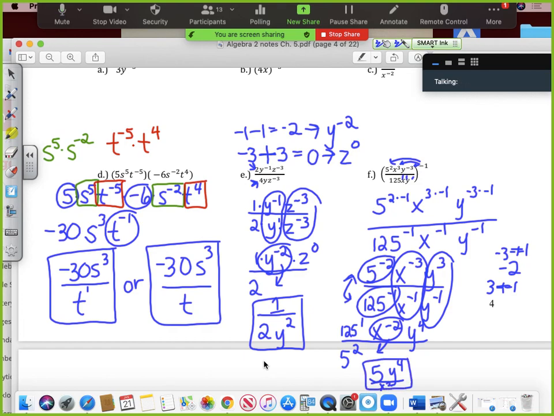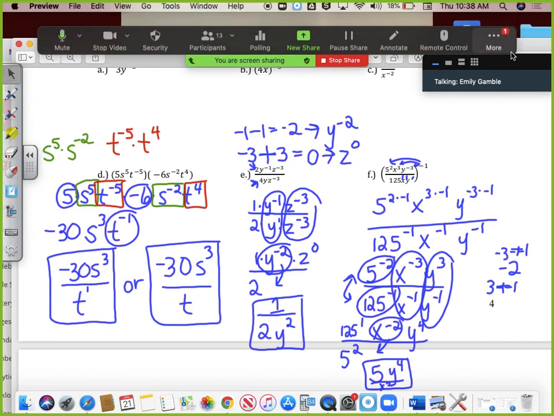Oh my gosh, that's crazy. So I know it's been a long time since you saw exponents, and now all of a sudden we're doing crazy stuff like this. But with practice, it will get easier, I promise. So we are going to call it a day. I think that you're ready for that.